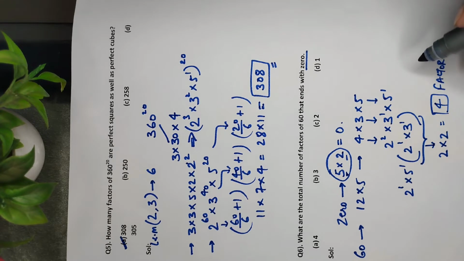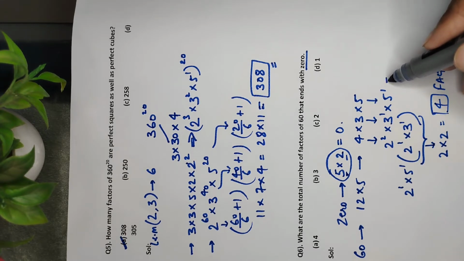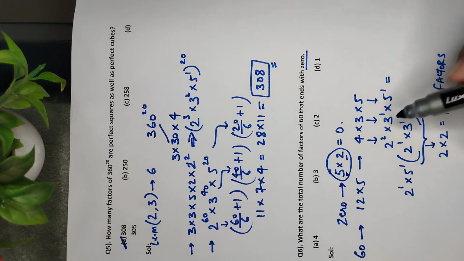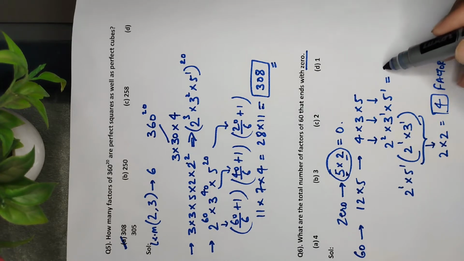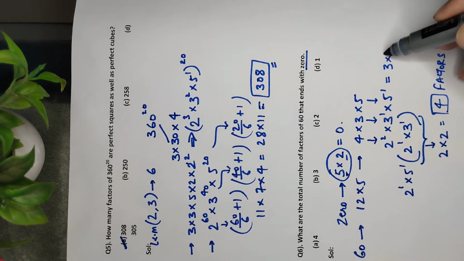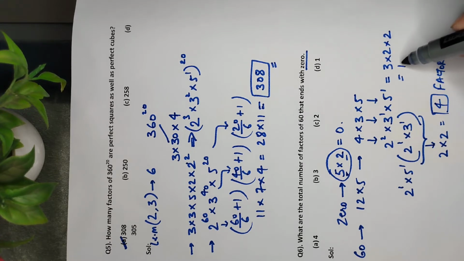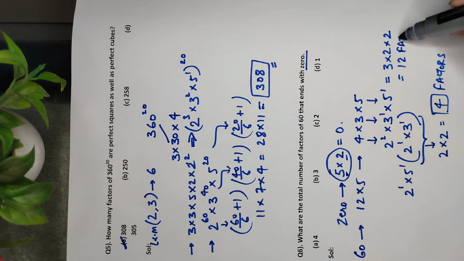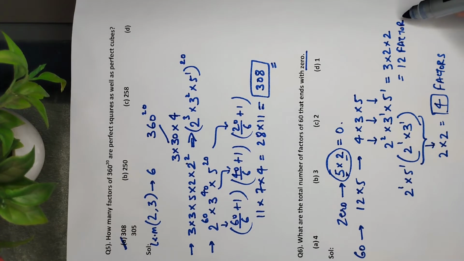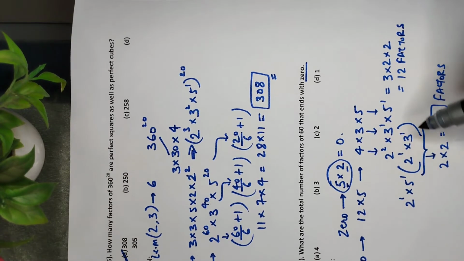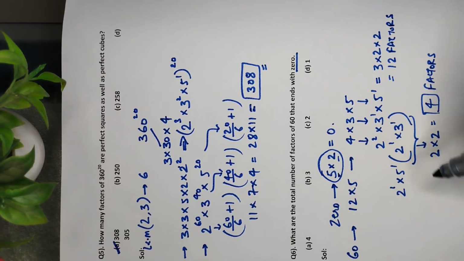Or suppose the question is based on finding the total number of factors, I will just simply add 1 to the powers. I will say 3 multiplied by 2 multiplied by 2. So 3 times 2 is 6, 6 times 2 is 12. So overall we have 12 factors. If we talk about the overall number of factors, then we have 12 factors. But if I talk about the factors which end in 0, then I have 4 factors.